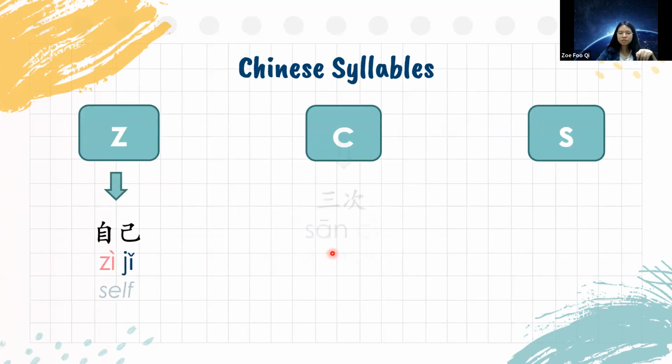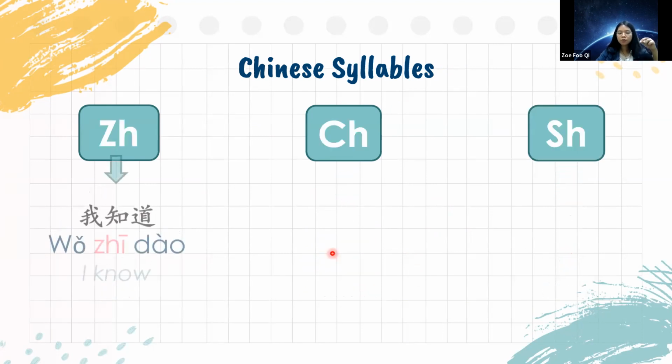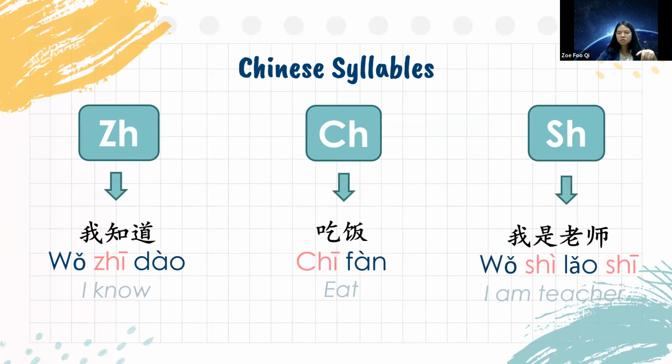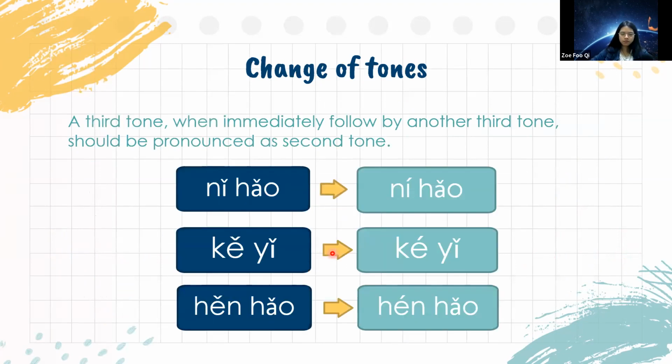Okay, so this one is 自己三次四 and if you want to pronounce this one 知道吃饭我是老师 and then 日 and 热. Okay, the revision part. And then 你 and 好, so this one if you can see a third tone followed by another third tone, the first one we should change to the second tone.